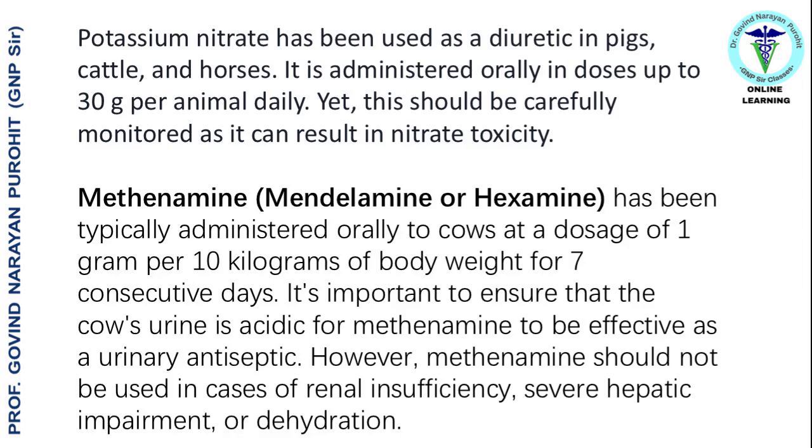Methenamine, mandelamine, has been typically administered orally to cows at a dosage of 1 gram per 10 kilograms of body weight for 7 consecutive days. It's important to ensure that the cow's urine is acidic for methenamine to be effective as a urinary antiseptic. However, methenamine should not be used in cases of renal insufficiency, severe hepatic impairment, or dehydration.